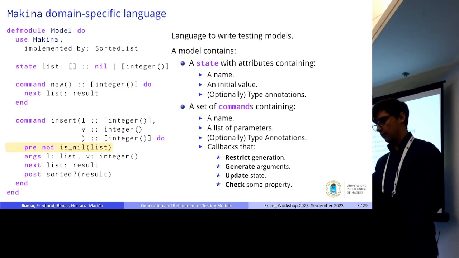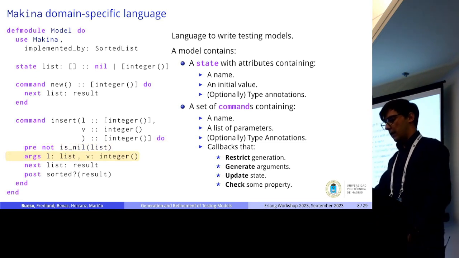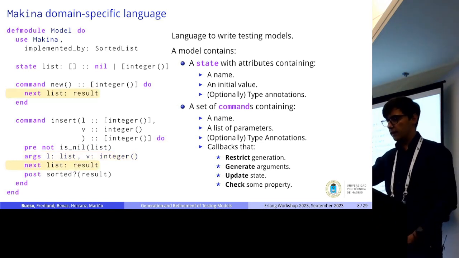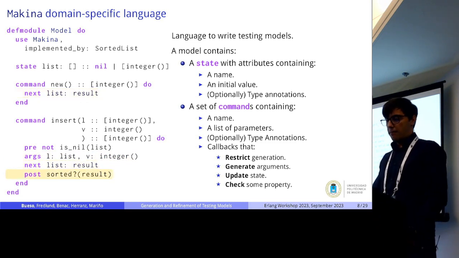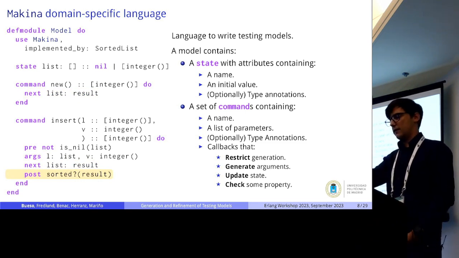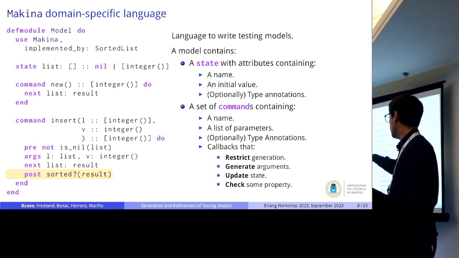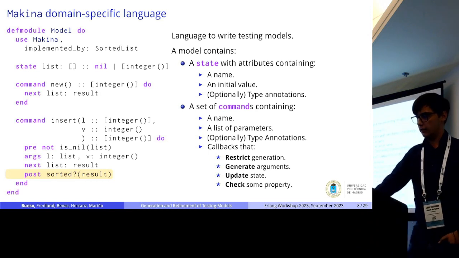The precondition is the one that restricts the generation of commands. Args is the way that we generate arguments for this command. Next tells us how we update the state after executing each command. And post is the property that we are going to check after executing this command. In this example, we are going to check that the result of insert is sorted.